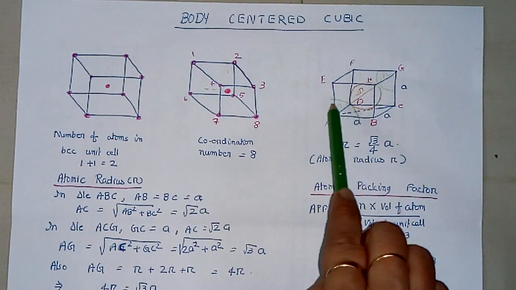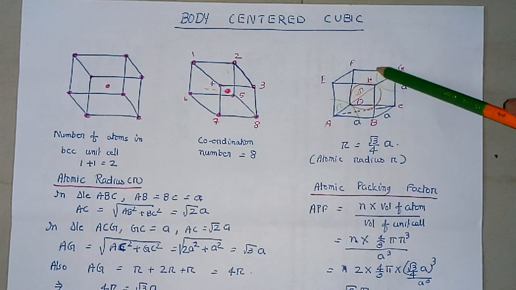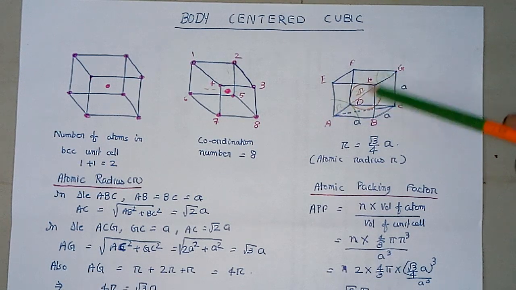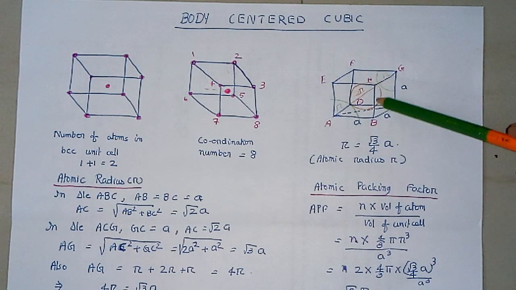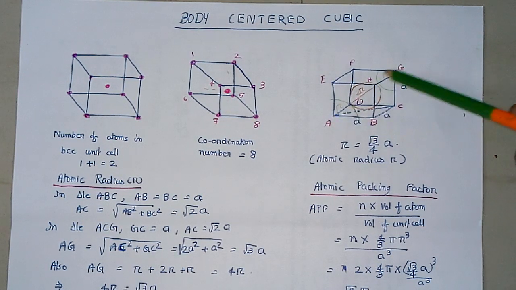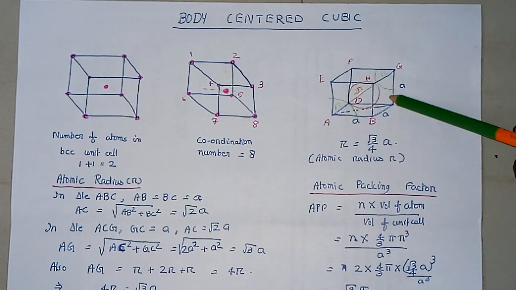So you can see one atom is there at the corner and another atom is there at the corner. So radius of atom here is r, and this body centered atom is lying in between. Okay, so we have to calculate this distance. So what is this distance? This distance AG. We can calculate this distance AG from this right angle triangle.